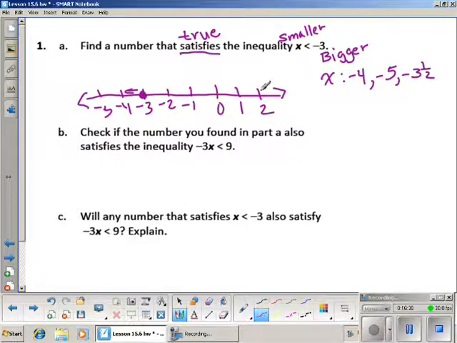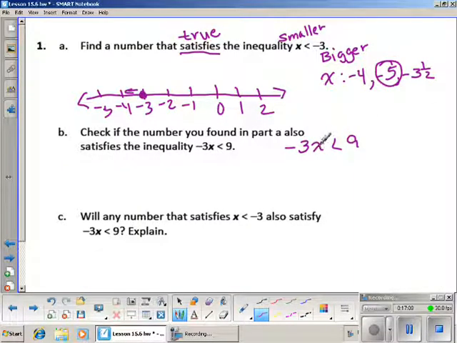Okay, it says check if the number we found in part A also satisfies the inequality -3x is less than 9. I'm going to rewrite that. Okay, so we did some of this in class, guys. I'm just going to pick a real easy one to use from the different solutions I found. I'm going to pick -5. So how do we decide if -5 would also satisfy this inequality? Remember, satisfy just means makes it true. So all I'm going to do is replace the variable x with -5 and evaluate this inequality and see what I get.